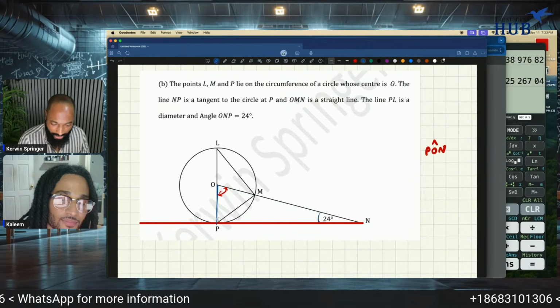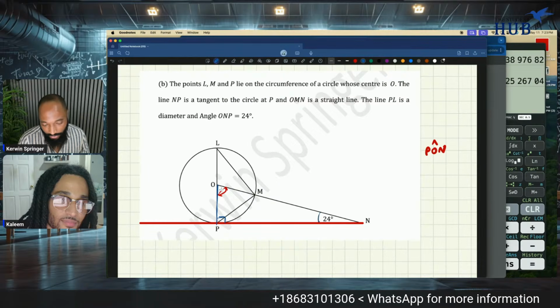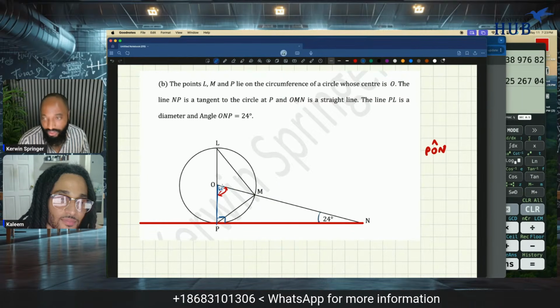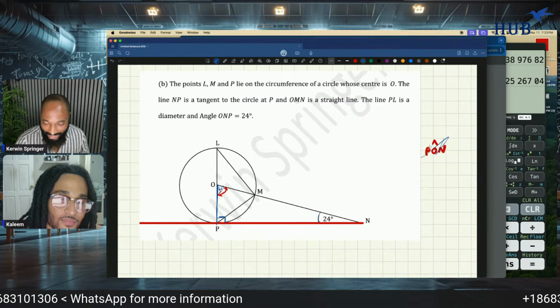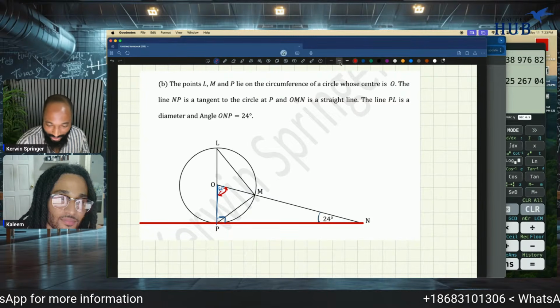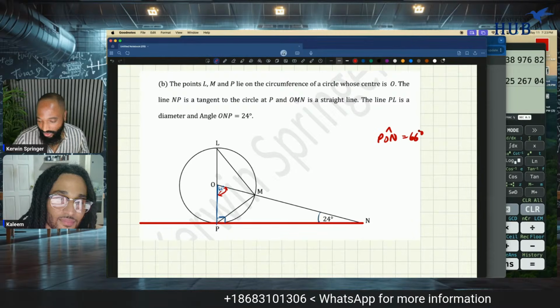So this is a triangle. This is 24. This is a right angle because it's a tangent and a normal. So therefore, this angle must be 66. And I see everybody cooking up that 66 already. Language class, language. So PON is 66 degrees.